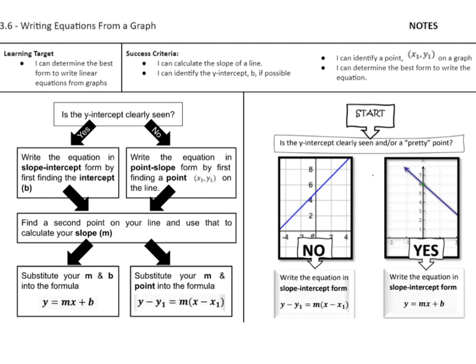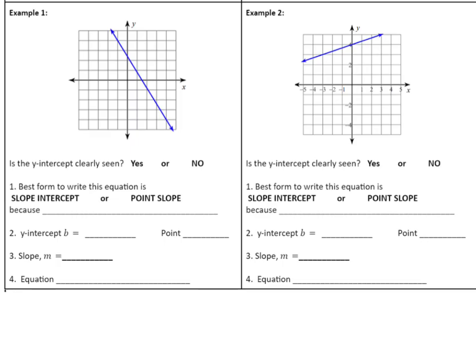So the best thing to do would be to identify a pretty point, and then write it in point slope form. That's what that should say. If it doesn't say that, make it say point slope. And if you do have a pretty intersection for your y-intercept, then you should write it in slope-intercept form. So let's look at some examples.